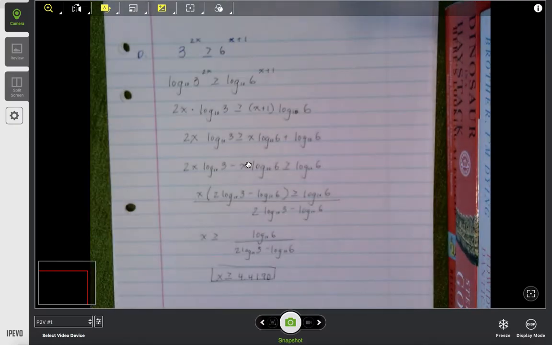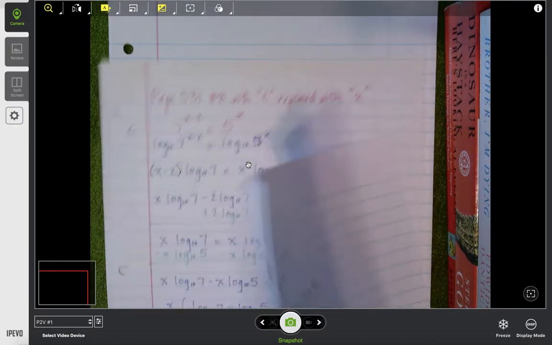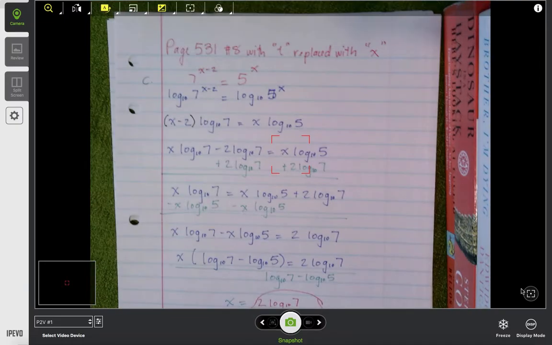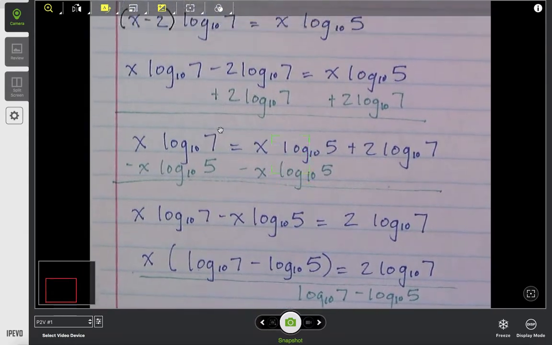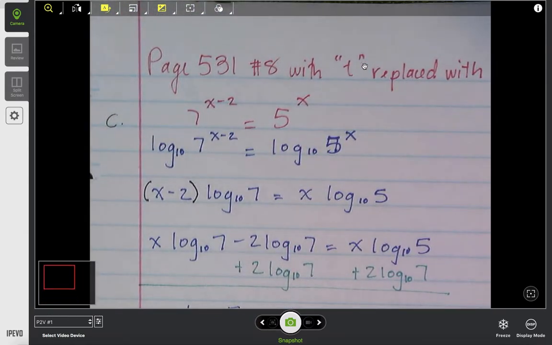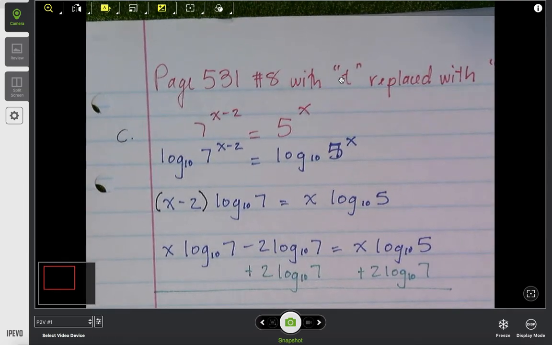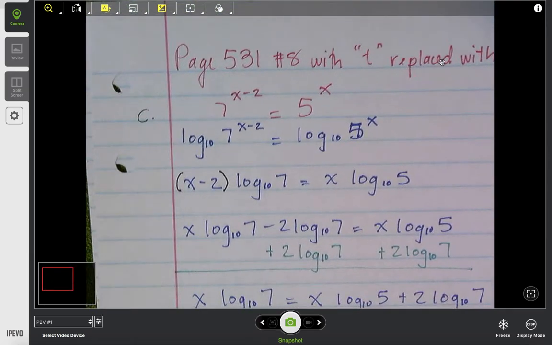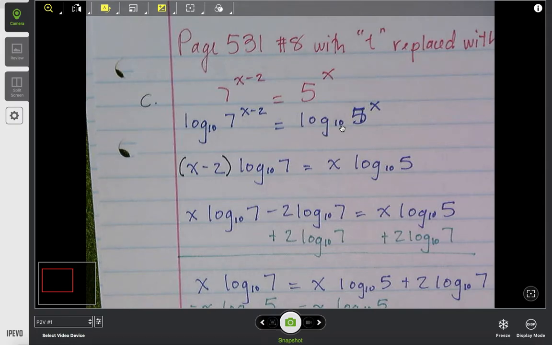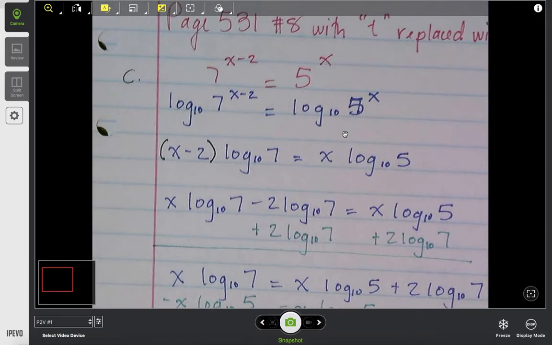Let's get into something that's a little bit more sophisticated here. How about the use of logarithms to solve an equation that was previously just impossible for us to deal with? When this problem comes into focus, you'll see what I mean. I plucked this problem from the textbook, and my letter T is illegible, so I replaced it with the letter x. But the equation is 7 to the x minus 2 is equal to 5 to the x.